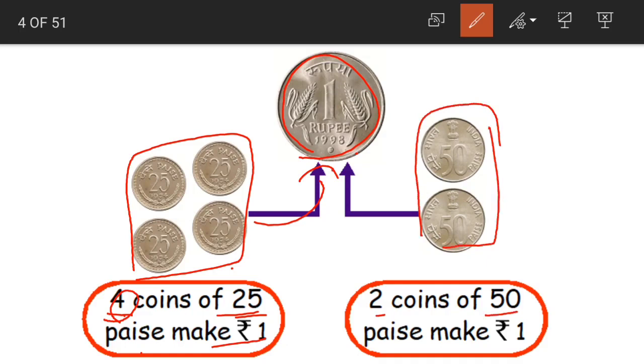Understood? If we have 25 paise coins, when we combine 4 of them, the value will be equal to 1 rupee. And if we have 50 paise coins, if we combine 2 of them, we'll get the value as 1 rupee.